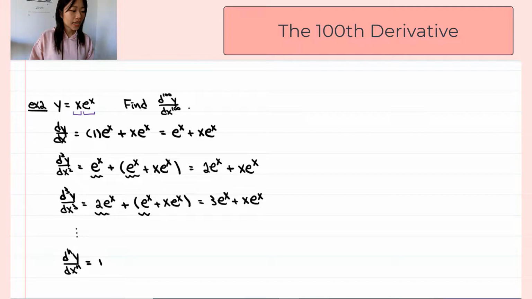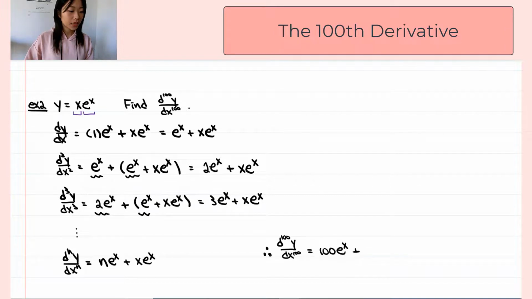We will get n times e to the power of x plus x times e to the power of x. So the 100th derivative is 100 times e to the power of x plus x times e to the power of x.